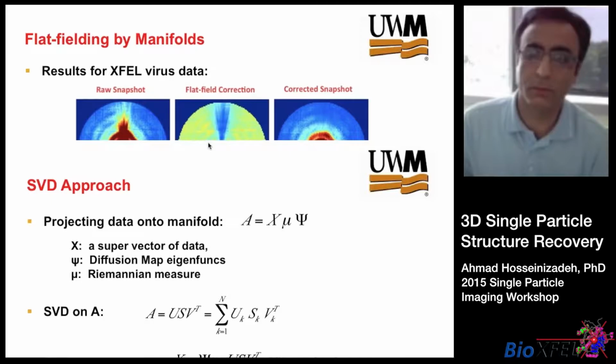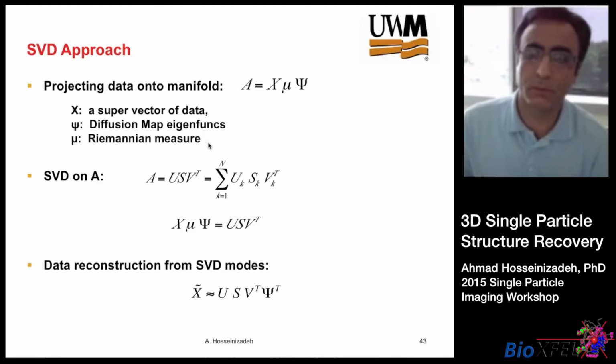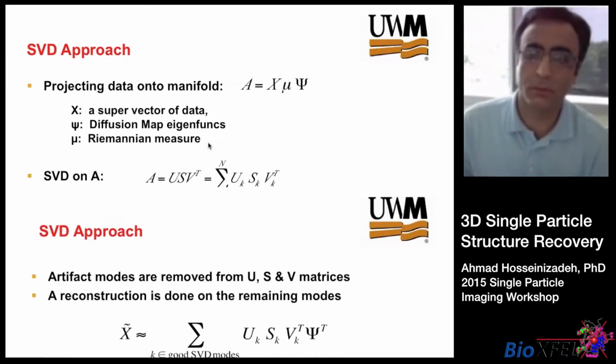For the SVD, briefly, we project the supervector of the data onto the manifold. X is a supervector, a concatenated version of the data, the psi are diffusion map eigenvectors, and mu is just a Riemannian measure of the manifold. On the other hand, when we have the A matrix, we can do a standard SVD on that. We have n SVD modes here, and these two parts are in fact equivalent. From here we can reconstruct the data from the SVD modes. If we use all modes, we get back the original data.